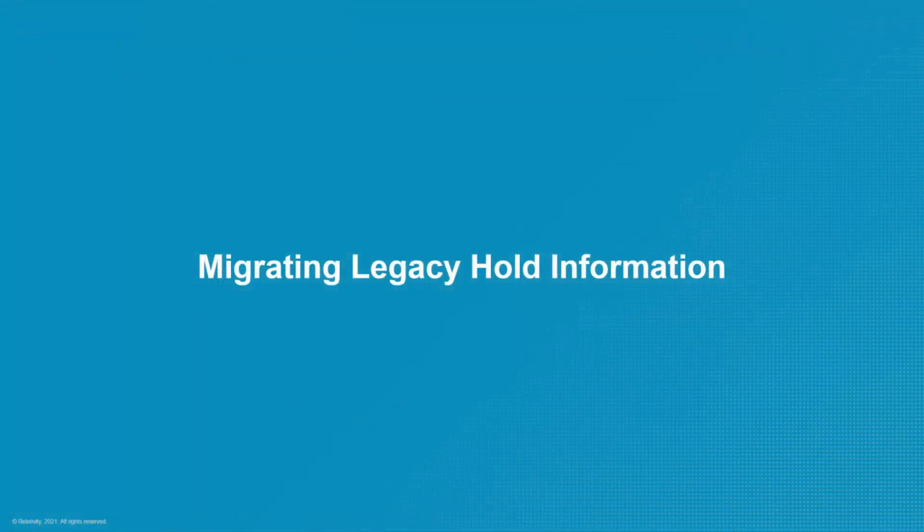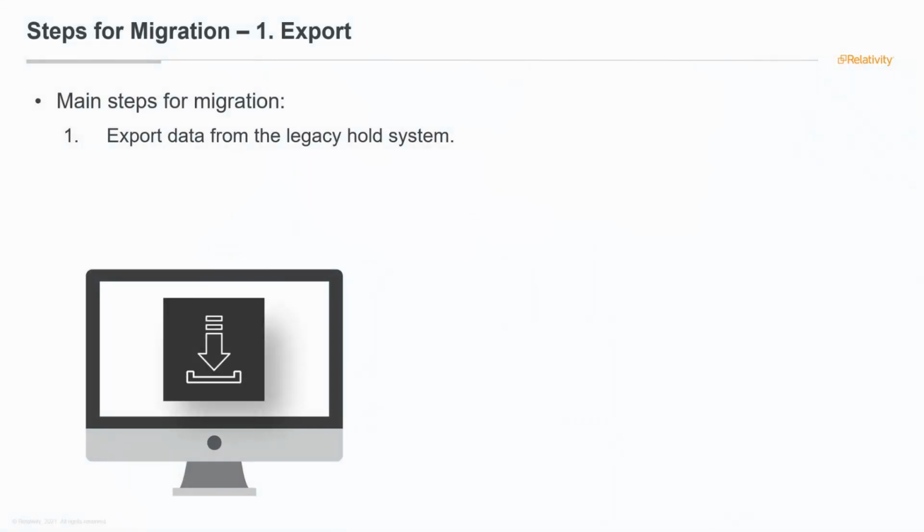So we're going to talk about migrating legacy hold information. So far we've discussed and demonstrated projects, communications, and custodian actions. So we're going to cover now what you would need to do if you're moving to Relativity Legal Hold from a legacy hold tool. When migrating from a legacy hold tool to Relativity Legal Hold, first you have to export all data related to your holds from the tool so it can be imported to Relativity.